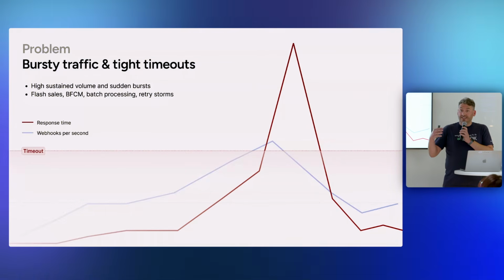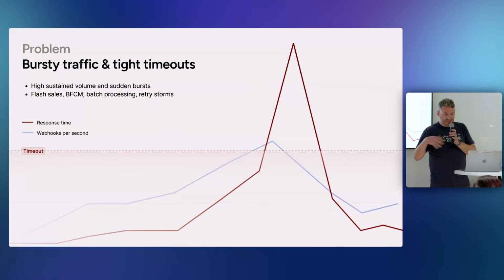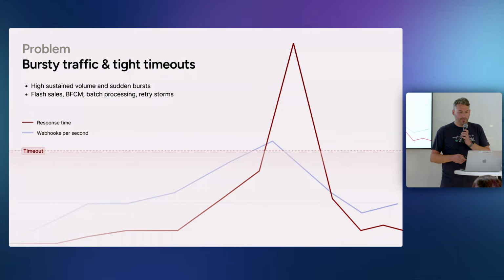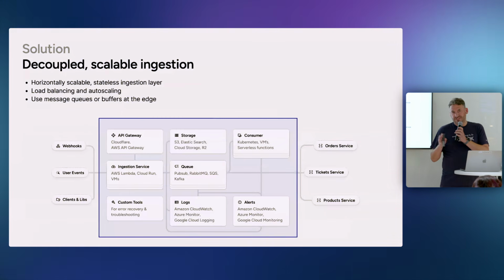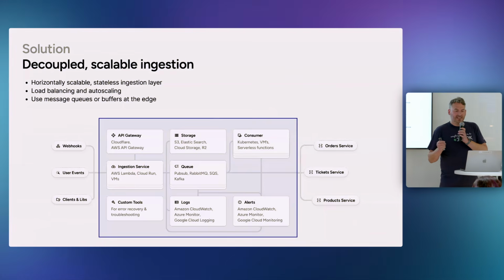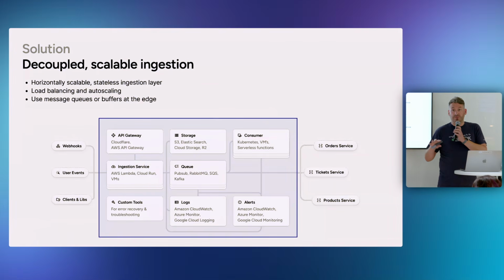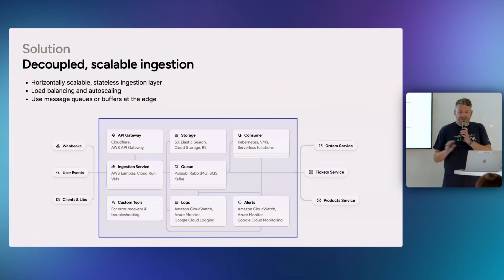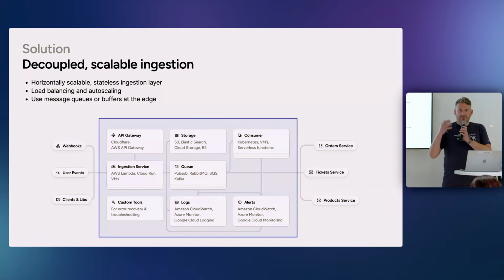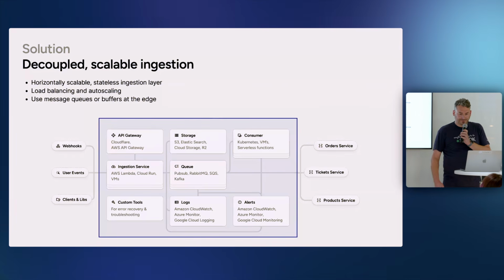And then these systems will thankfully retry them, to add to the problem. So you're dealing with the ongoing issue plus more events coming in as retries. The solution to this is relatively simple: your ingestion layer has to be completely decoupled from the processing layer. Put very simply, ingest it, verify it, queue it, and process it asynchronously.